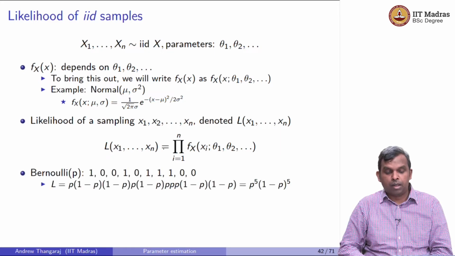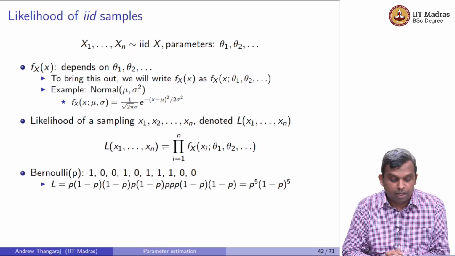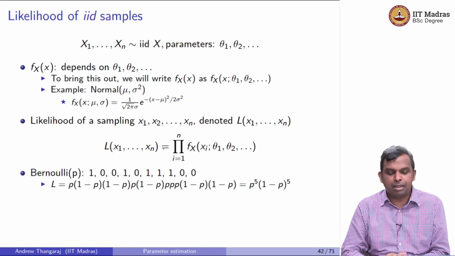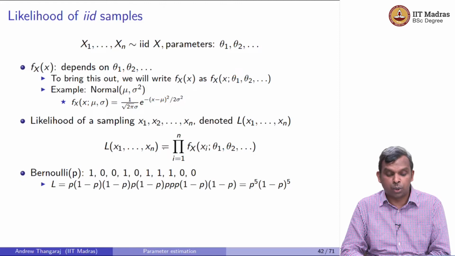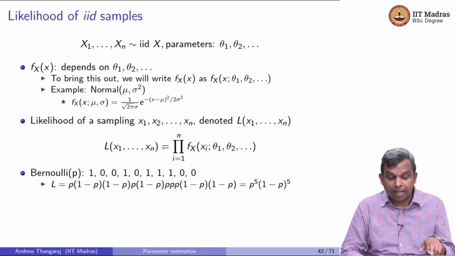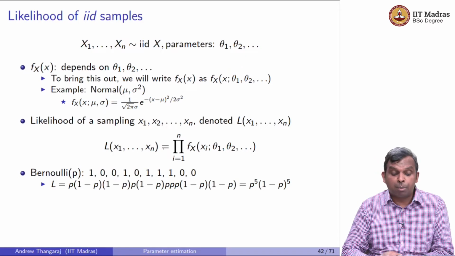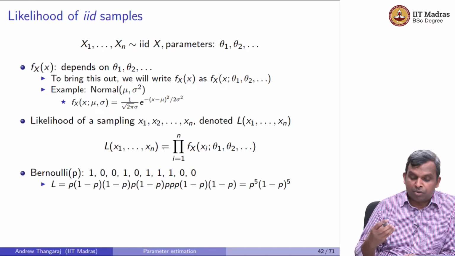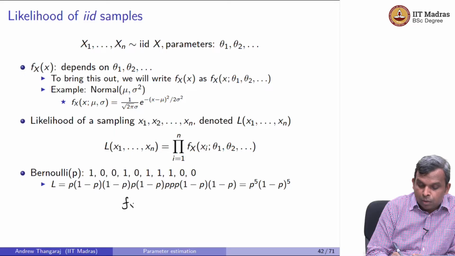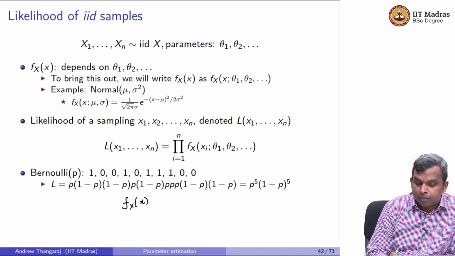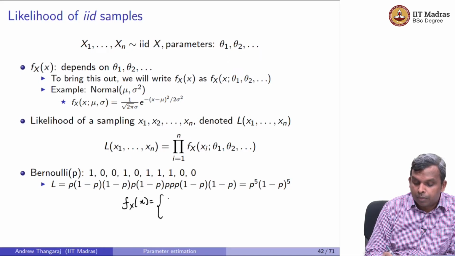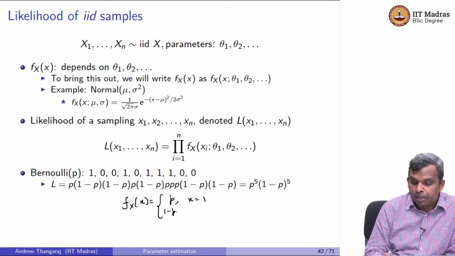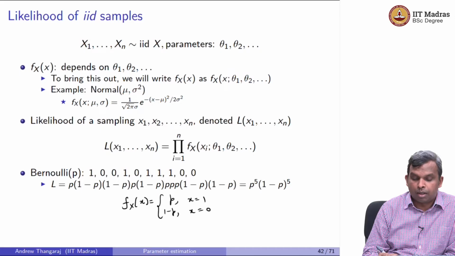Okay, here's an example. Let's begin with the Bernoulli p samples. Those are the samples given to you: 1, 0, 0, 1, 0, 1, 1, 0, 0, 0. If you want to evaluate the likelihood, it's going to be the PMF of the Bernoulli distribution. What is the PMF here? f_X(x) equals p if x equals 1, and 1 minus p if x equals 0, right?